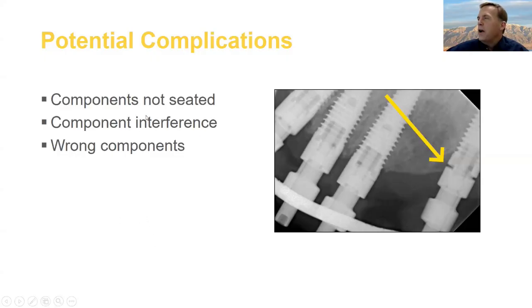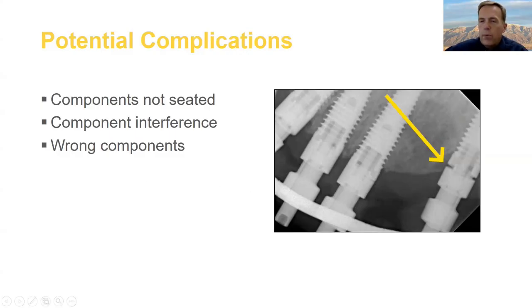Component interferences we talked about. If the impression copings hit the adjacent teeth, it prevents them from fully seating, and then the analog in the model that we're building to is off angle relative to the real implant, and then you just won't get a very good fit.